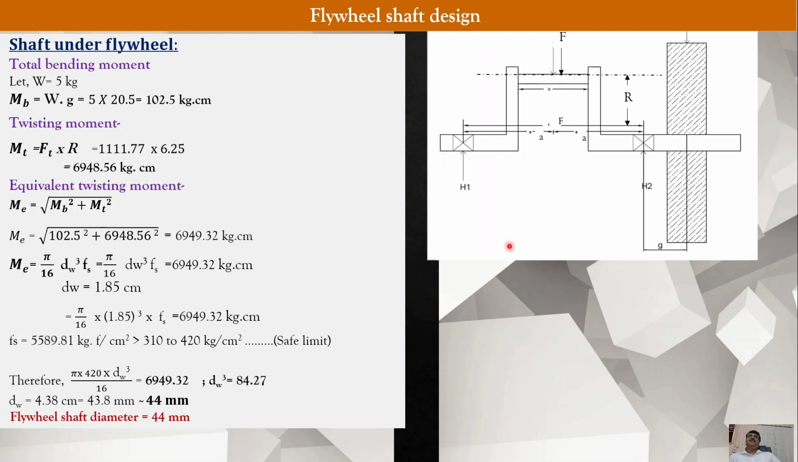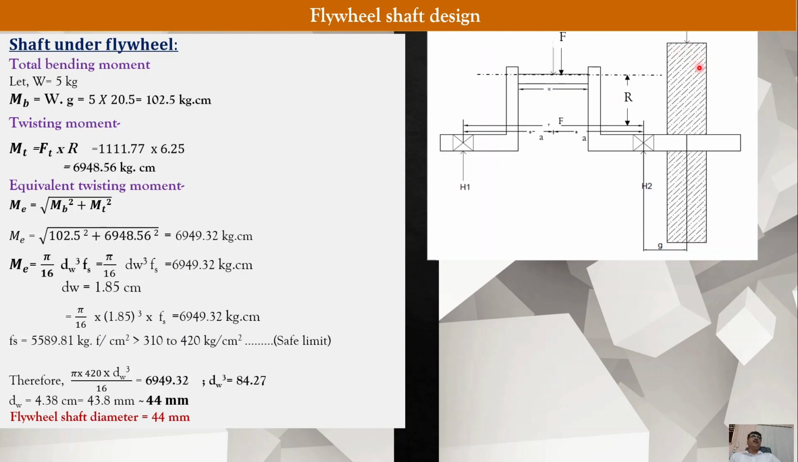Now let's see the design of flywheel shaft. Flywheel is of hanging type here. So it is not supported at both ends. It is supported at only one journal. So the bending moment acting on the flywheel will be equal to weight of the flywheel into the distance of flywheel from support. Weight of flywheel is let 5 kg, distance is let 20.5 centimeter. So bending moment will be 102.5 kg centimeter.